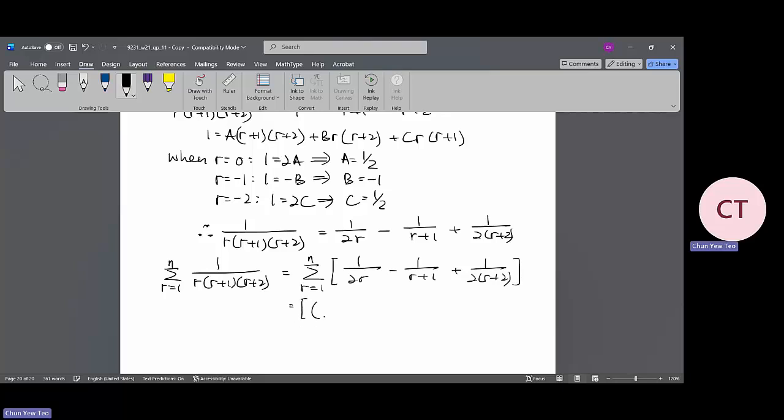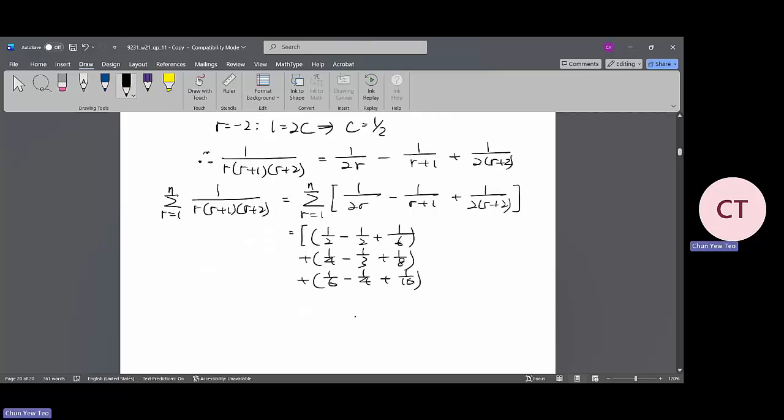Just substitute the value, you can get this one as 1 over 2 minus 1 over 2 plus 1 over 6, and plus 1 over 4 minus 1 over 3, and plus 1 over 8. Then 1 over 6 minus 1 over 4 plus 1 over 10. And this pattern will continue. You can see that these 3 of them can be cancelled off.